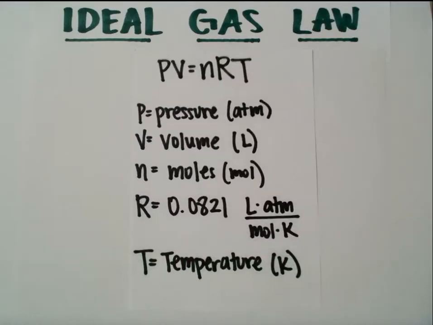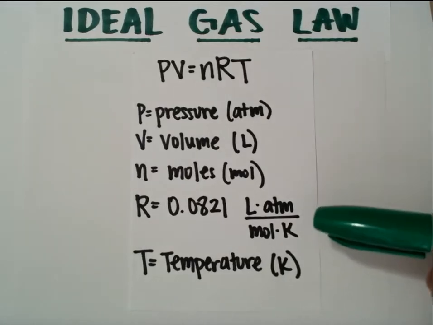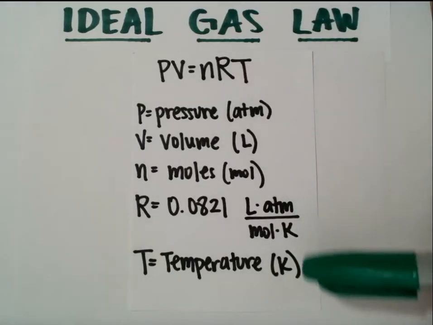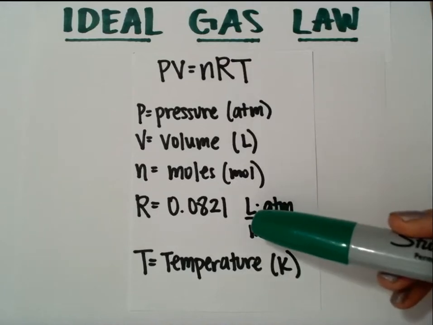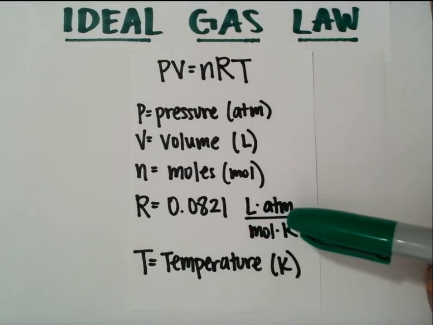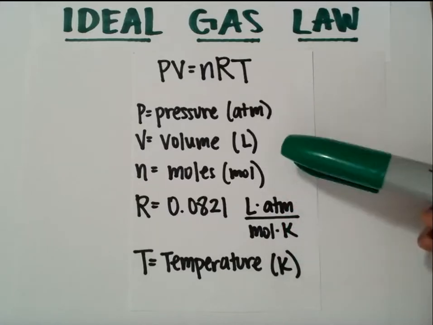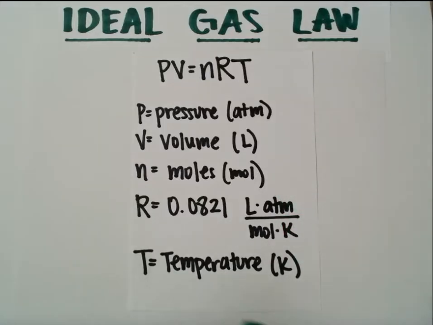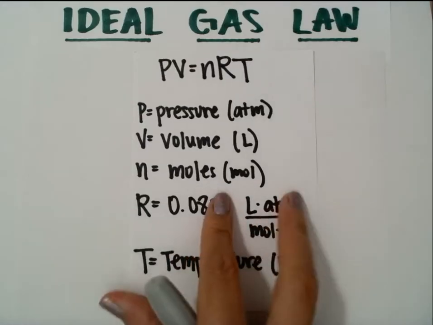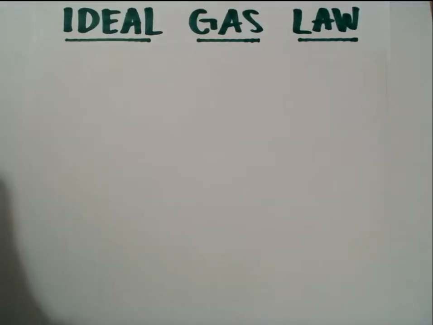Now, I like to write the units of R because this tells you what your other variable units have to be. So for example, liters, that means volume has to be liters. ATM is pressure, so that means pressure has to be ATM, and so on and so forth. And then T is temperature, which has to be in the unit of kelvins. Again, if it's not in the unit of kelvins, this formula will not work. Okay, so let's look at our first example.